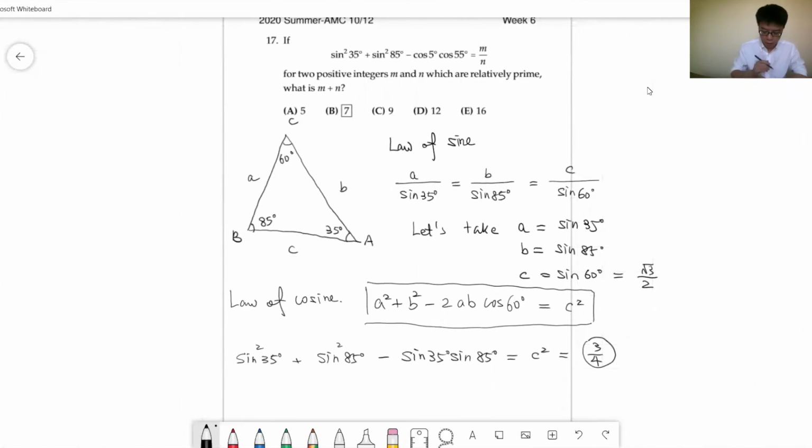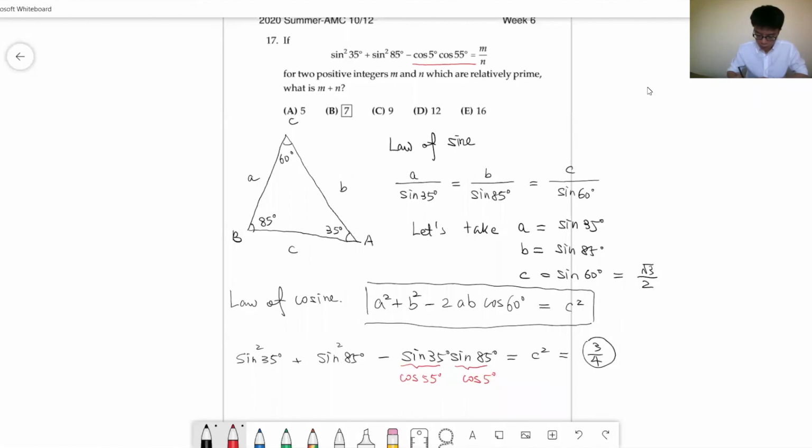Now let's compare this equation with the equation given in our problem. They are essentially the same, because first we have sine 35 equals sine 35, sine 85 equals sine 85. And then in the problem, we have cosine, so cosine can be replaced by sine. So cosine 5 equals sine 85 because they are complementary. And also for sine 35, that's cosine 55. So these two equations are equivalent.